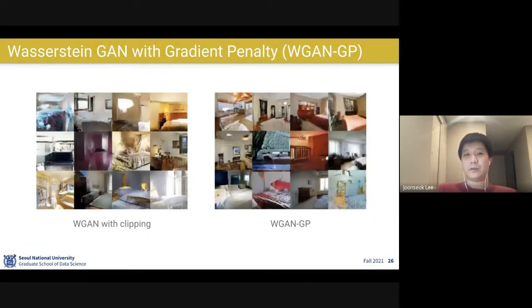So here are the results. With WGAN with clipping, you see these creepy images. And using WGAN-GP, we see that the images are much cleaner and more realistic.